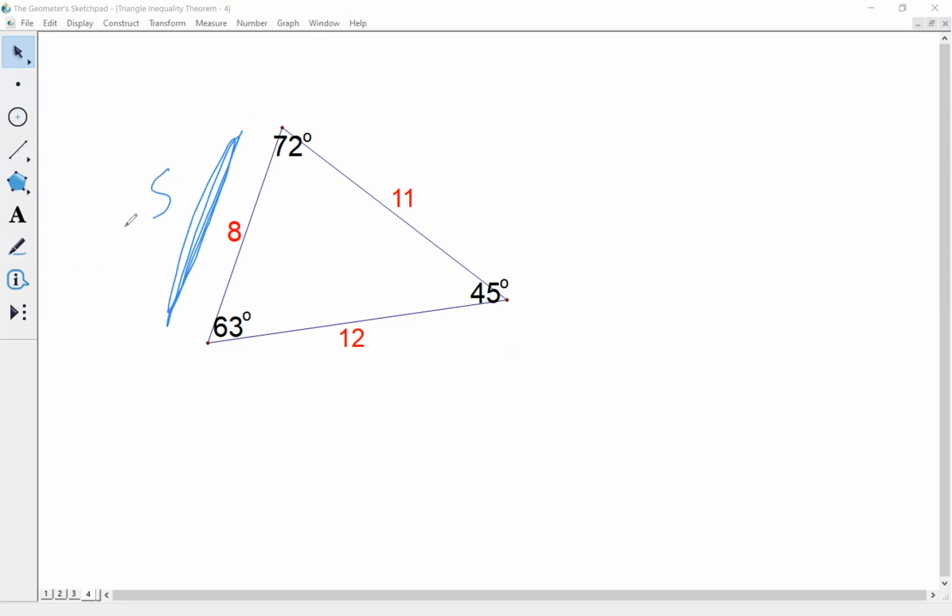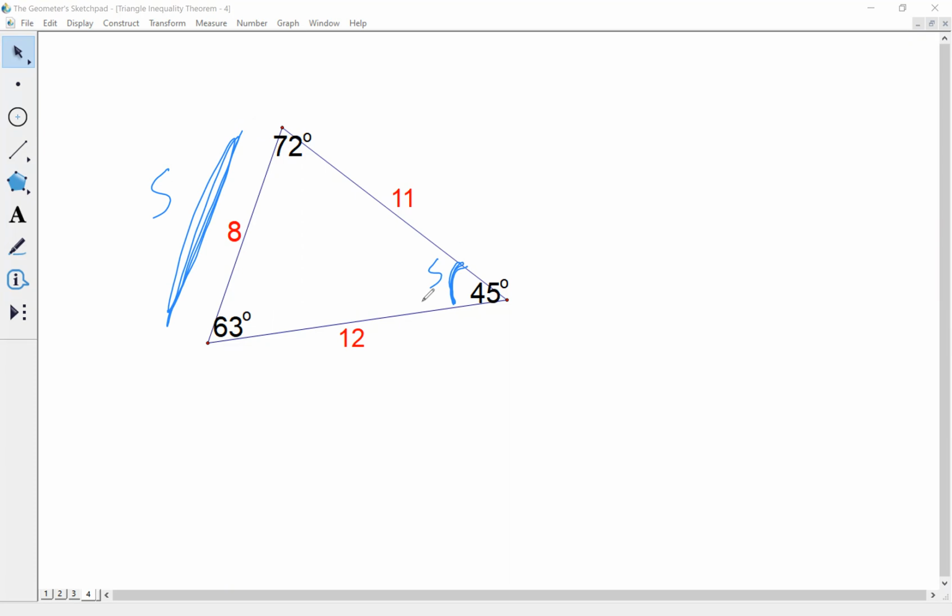Let me call this small. When I compare the sides, the smallest side is 8. When I look at angles, my smallest angle is 45. Let me call this small. Now, interesting is that the smallest side is opposite from the smallest angle.